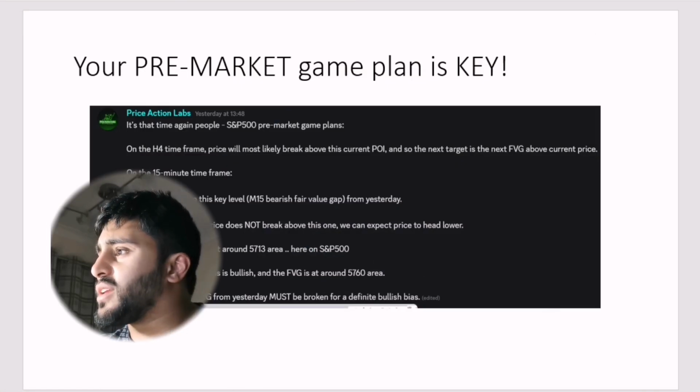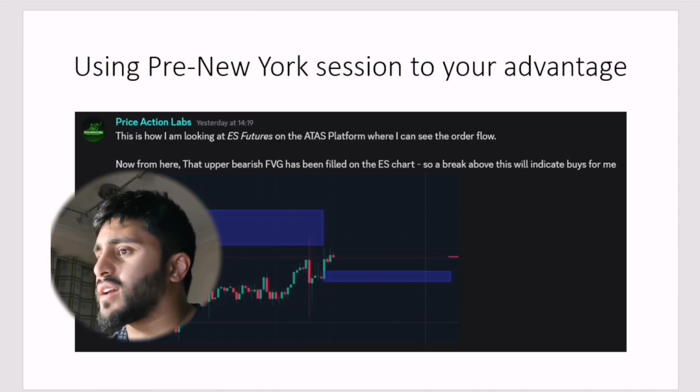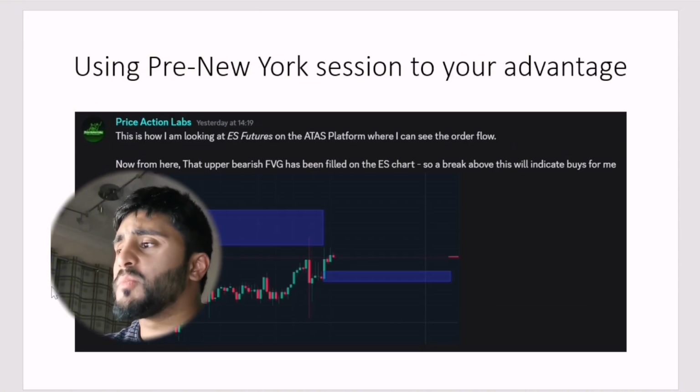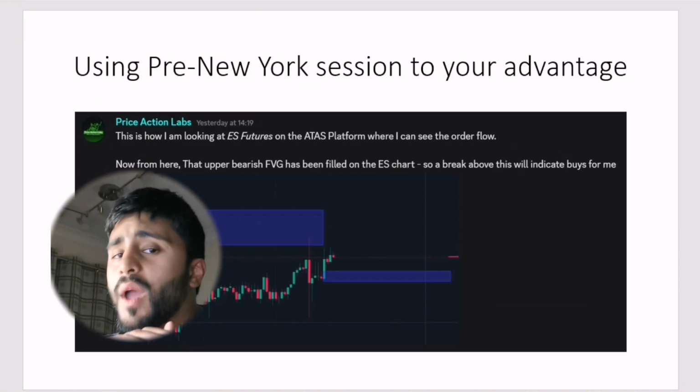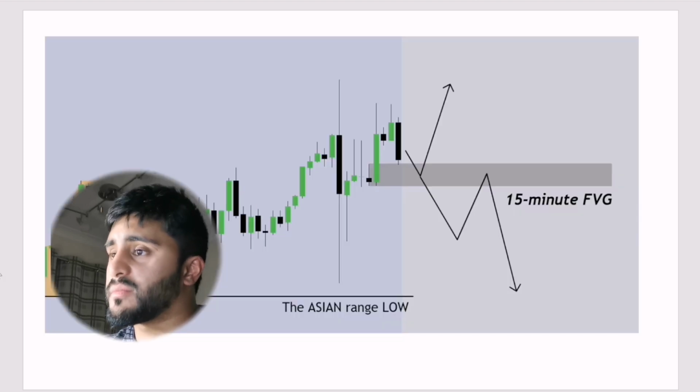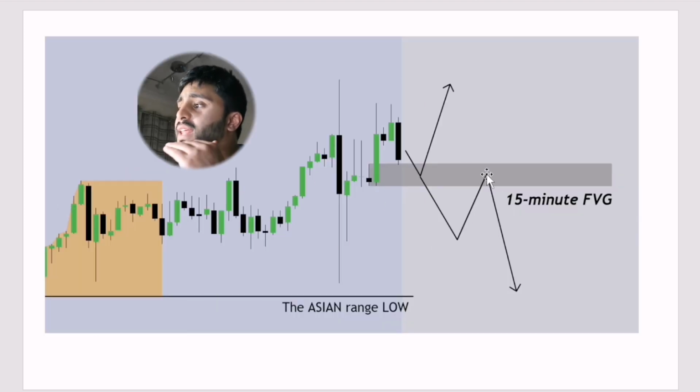Now, with that being said, let's take a look at our PowerPoint, right? When you form a pre-market game plan, you're typically looking at where 15-minute fair value gaps have occurred. Using a pre-market game plan is advantageous because it shows you where you want to be entering and where you want to be exiting. So essentially, this is what the pre-market game plan looked like.